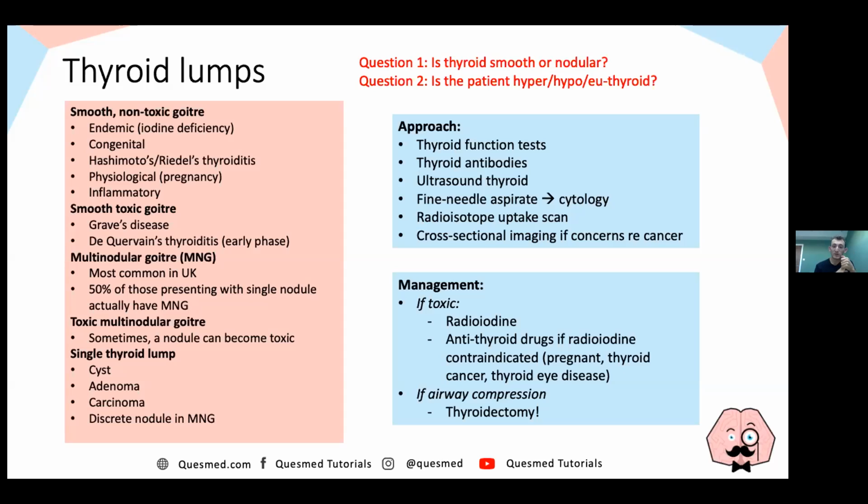And it's also important to get an ultrasound scan of the thyroid gland to further characterize the lump and see if there are any other lumps. If you're concerned about cancer, you can get cross-sectional imaging of the neck and the chest. So a CT scan, for example, of the neck and the chest.